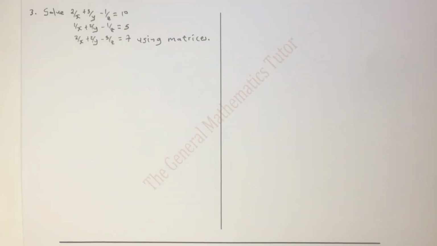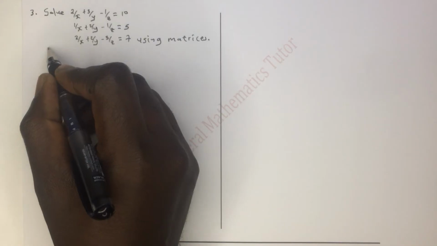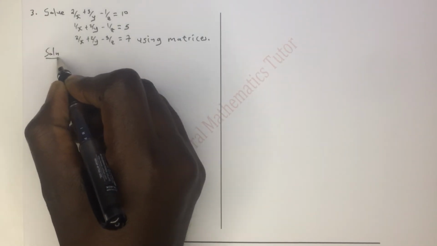Example 3, solve 2 over x plus 3 over y minus 1 over z is equal to 10, 1 over x plus 2 over y minus 1 over z is equal to 5, and 2 over x plus 2 over y minus 3 over z is equal to 7 using matrices. So let us see the solution to this.